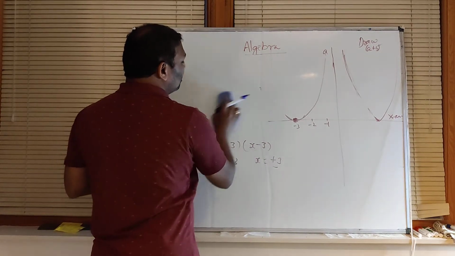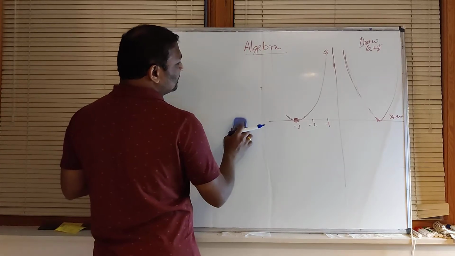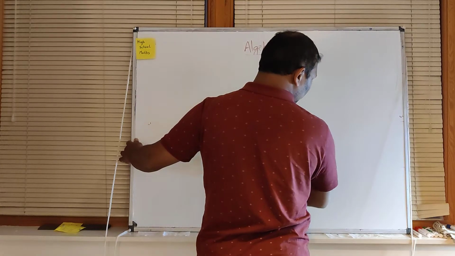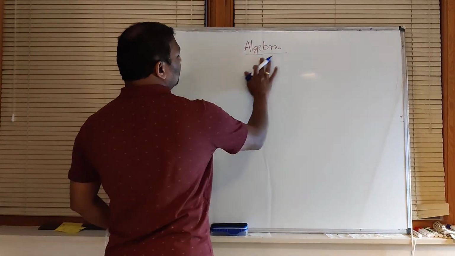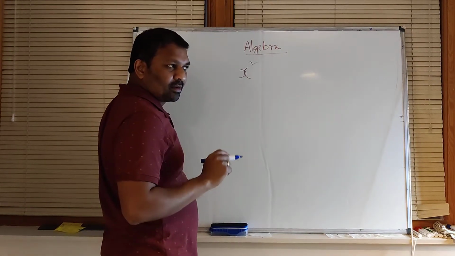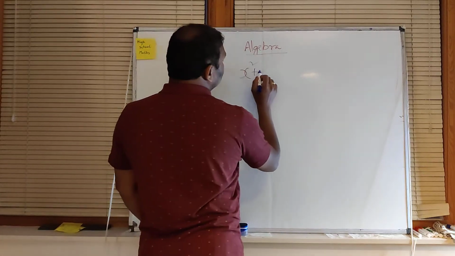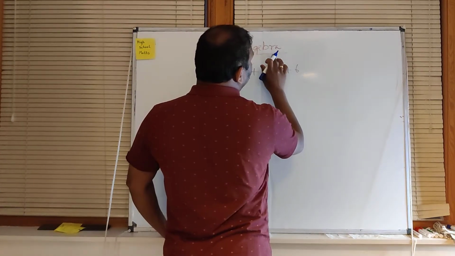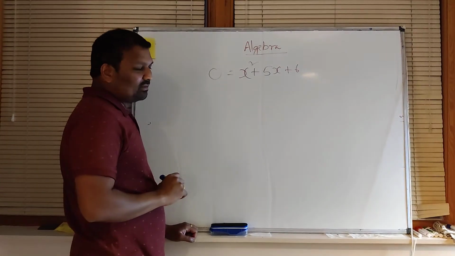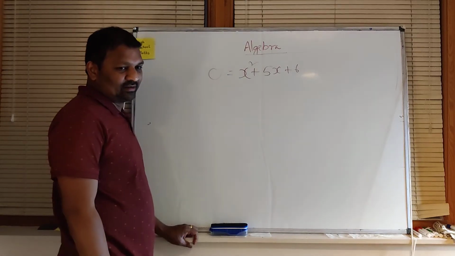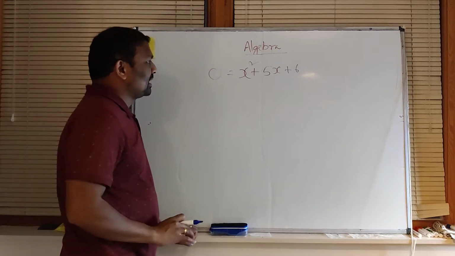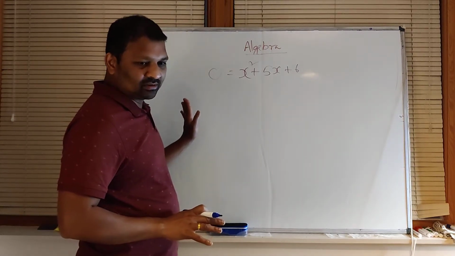Let's take one more example, for instance x square plus 5x plus 6. If I equate it to 0, for the sake of convenience, I am putting 0 on the left side. We usually put equal to 0 on the right side, but disregard that.